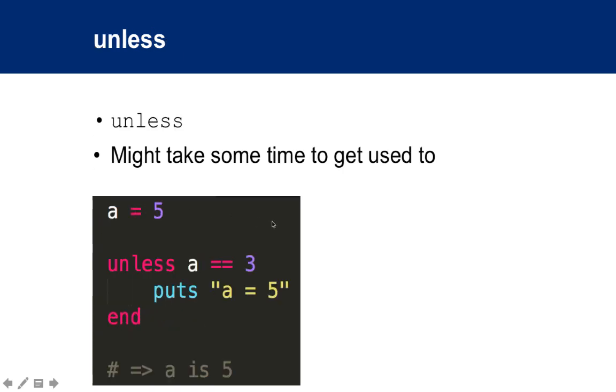Ruby also has this interesting keyword called unless, which is the opposite of if. So whereas in other programming languages you would say if something is not equal to something, Ruby just has this keyword called unless. So for example, in this case, you have a is 5, and you say unless a is 3, do something, which gets printed out because a is not 3, a is 5.